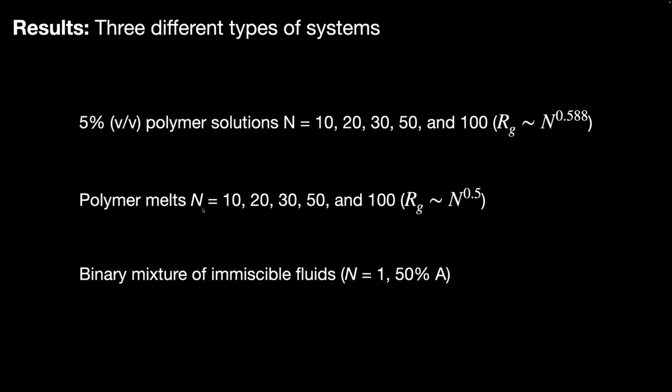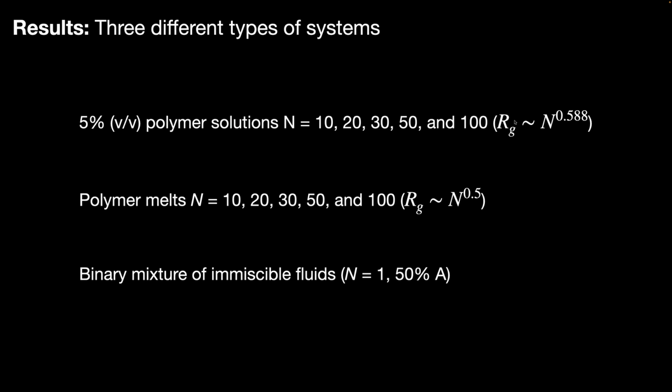The second system I ran was a polymer melt, and these are relatively short chains, so this is the case where there are no entanglements, and entanglements don't affect what we're looking at here. We're looking at the scaling of the radius of gyration, but I do want to mention that there are no entanglements. I ran it for the same set of degrees of polymerization, and we would expect that Rg would scale as n to the 1/2 power here.